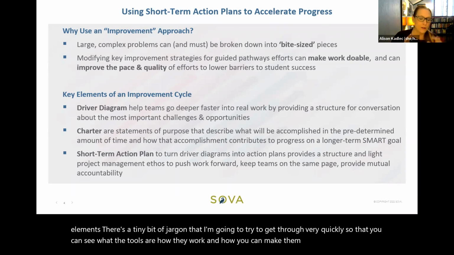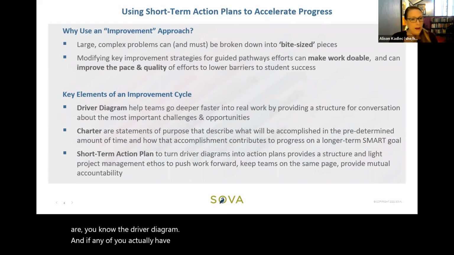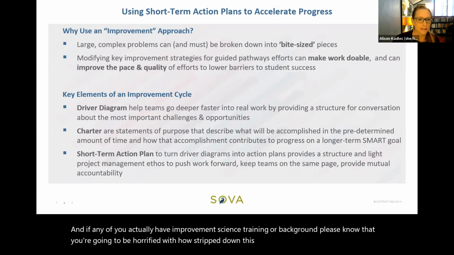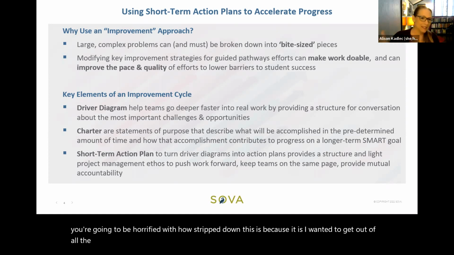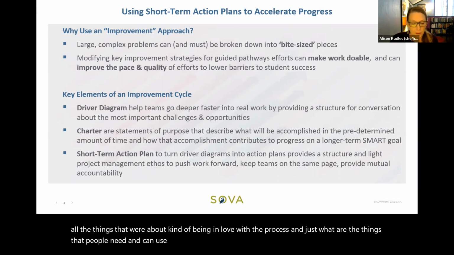So there are, the driver diagram. And if any of you actually have improvement science training or background, please know that you're going to be horrified with how stripped down this is, because I wanted to get out of all the things that were about being in love with the process and just what are the things that people need and can use to help support their work. So we've got it down to 3 very tightly conceived pieces.